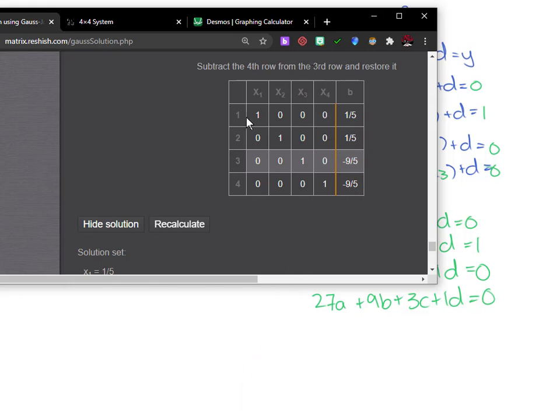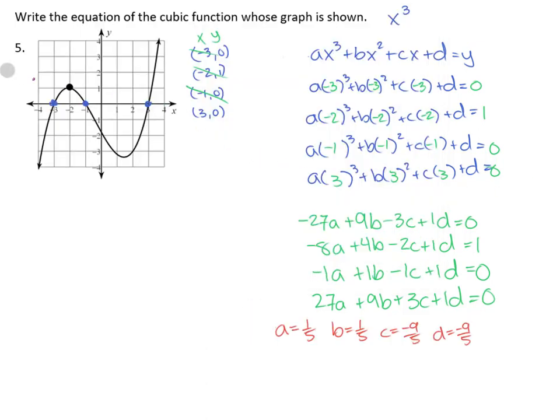We got some fractions back. It's kind of an ugly problem. But we now know our 4 values. Okay, so here's our a, b, c, and d values. So we're going to flip our y back around here and write this in our normal form. So a, 1/5 x cubed, plus b, which is 1/5 x squared. We've got c, -9/5 x, and d, -9/5.